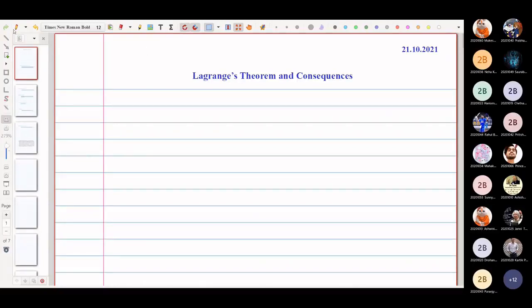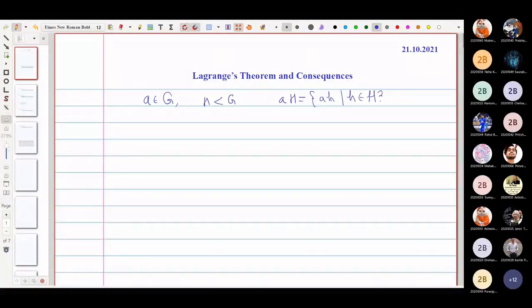Yesterday we discussed cosets and certain properties of cosets. We have seen that if G is a group, a is any element of G and H is a subgroup of G, then we can talk about cosets. Cosets are sets denoted by aH, the collection of elements of this form.